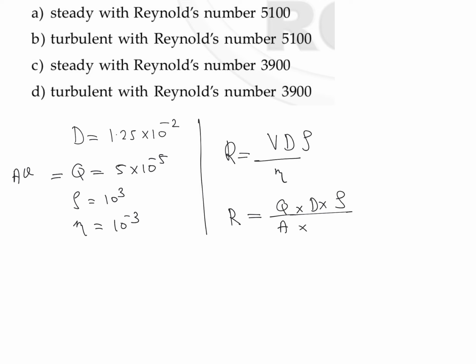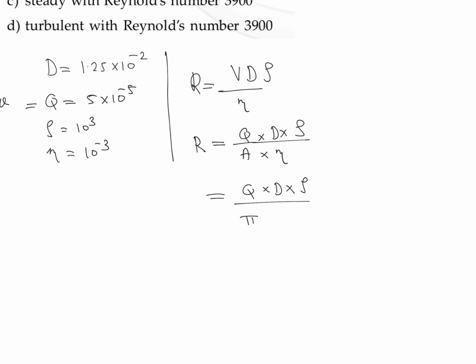divided by the coefficient of viscosity, which we can take as eta. So we can write this as Q into diameter into density divided by area. We can take area as pi into r square, and r we can take as d by 2. So this is going to be d square divided by 4 into the coefficient of viscosity eta. So 1 d over here and 1 d over here get cancelled. So this is going to be 4Q into density divided by pi into d into eta.